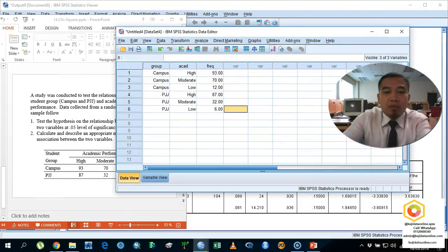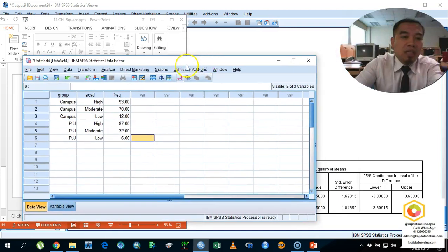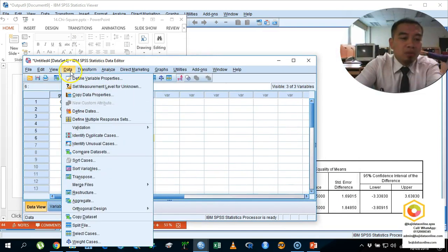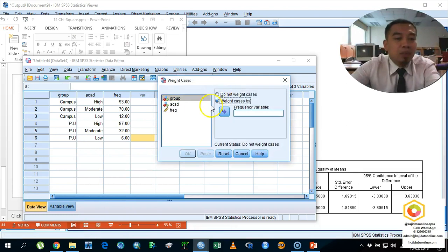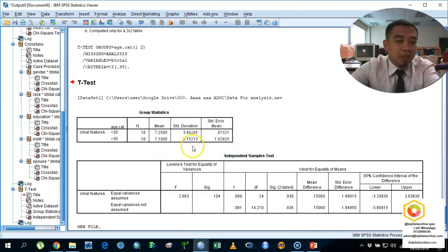Okay. And then we are going to analyze this data. How do you want to analyze? Very simple. First one, you go to data first. You weight cases. You weight cases first. You put the weight cases under the frac. Okay, you do like this and then you hit the OK button. After you hit the OK button, it is finished. The first step is finished.